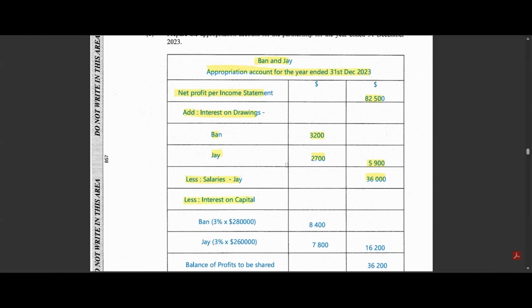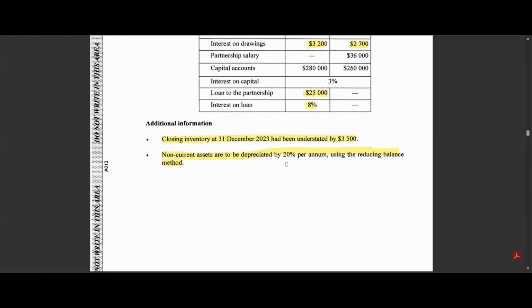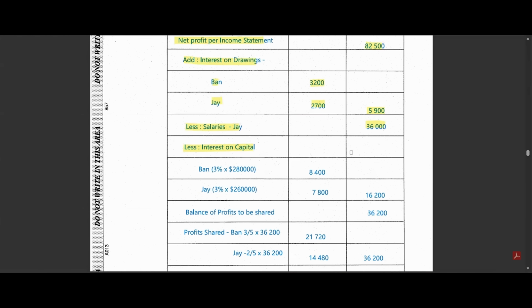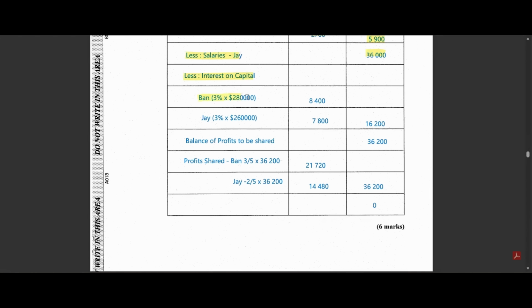Let's look back at the rate from the question. So the partnership salary is here, 36,000, and the interest on capital 3%, and the capitals are 280,000 for BAN and 260,000 for J. So we're going to work out those rates. 3% by 280,000, 3% by 260,000. Let's check it out. Let's see what the answer would have been. BAN, 3% by 280,000, 8,400. J, 3% by 260,000, 7,800. So the total interest on capital to be subtracted would have been 16,200.